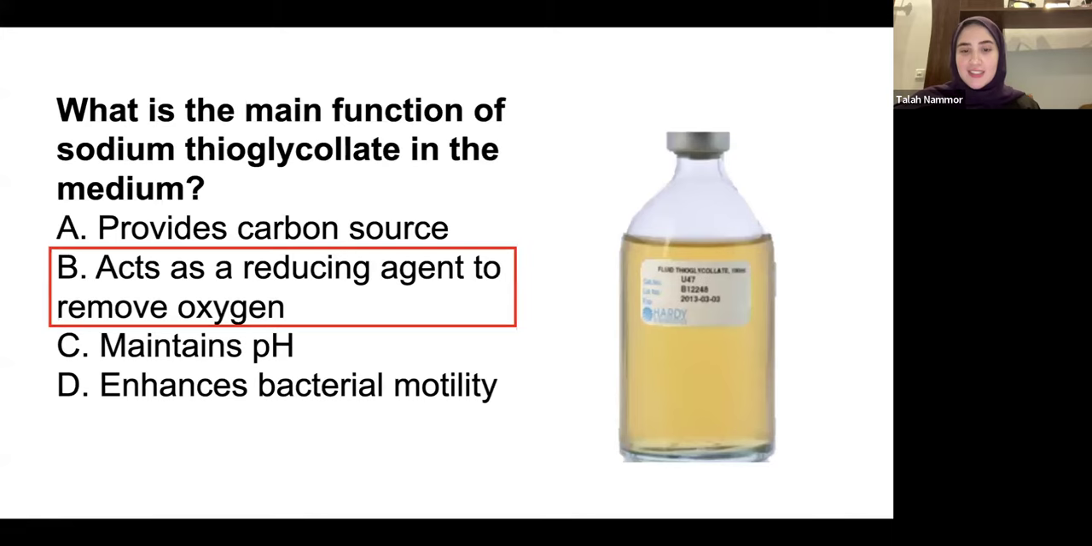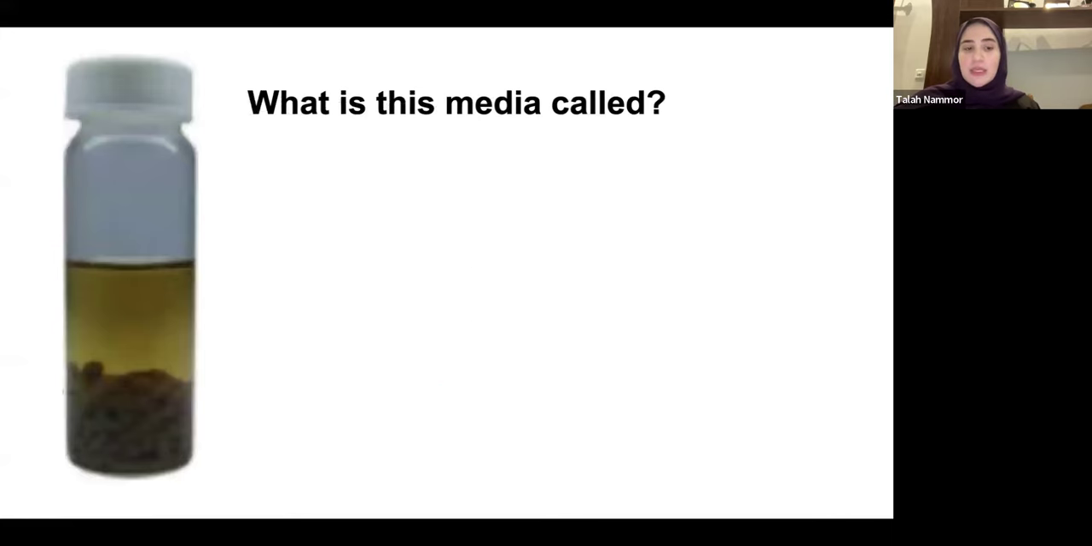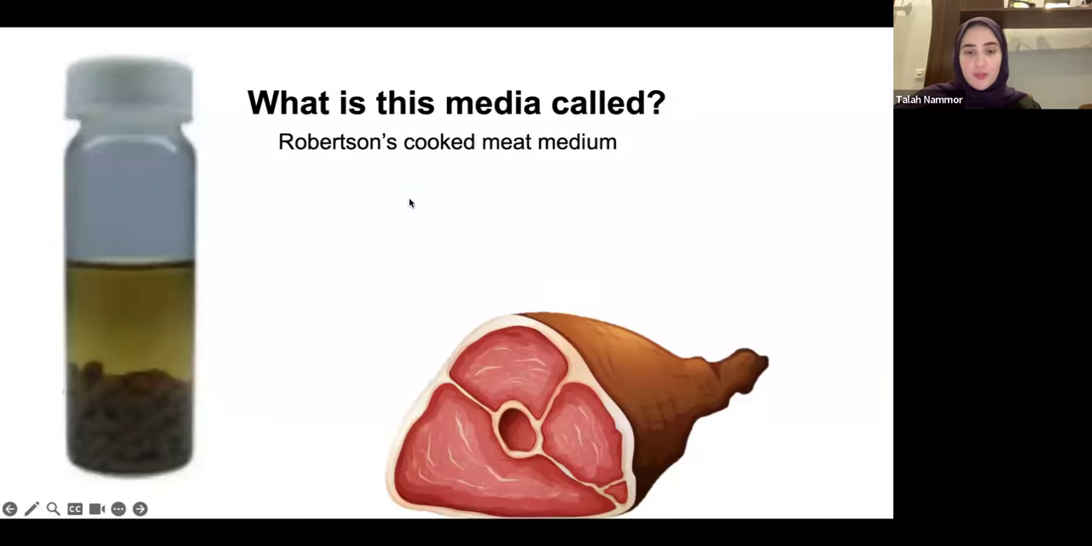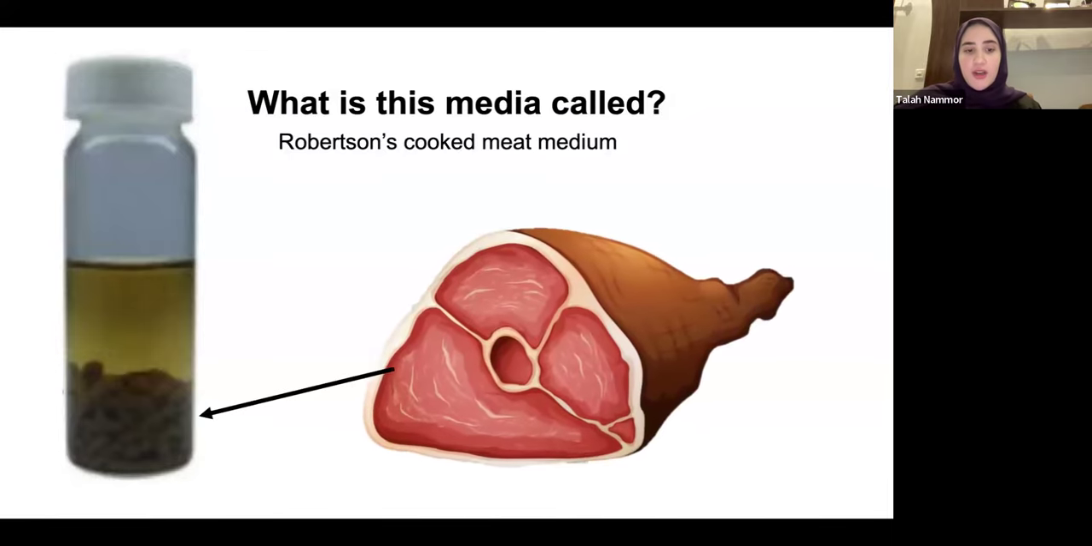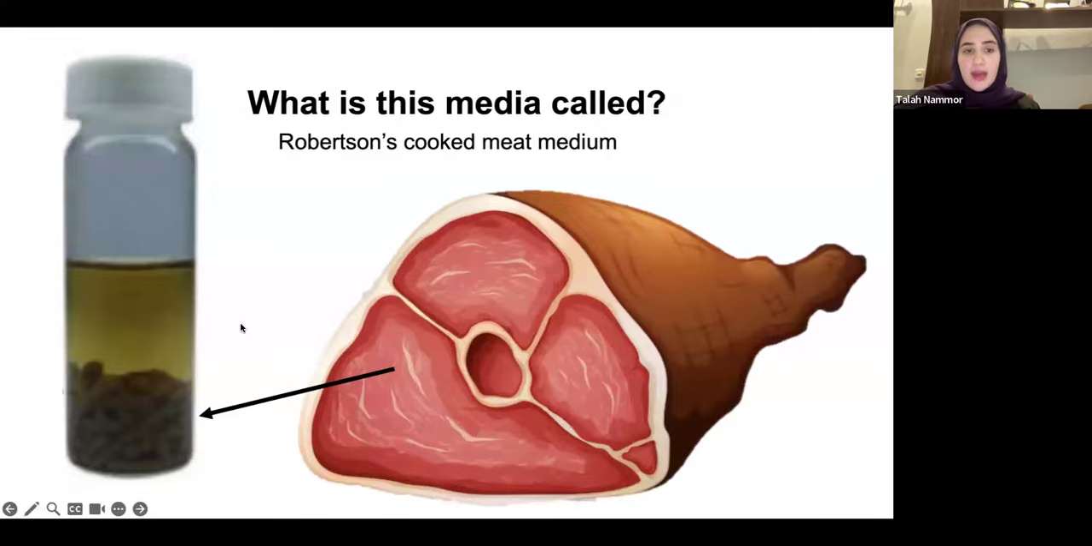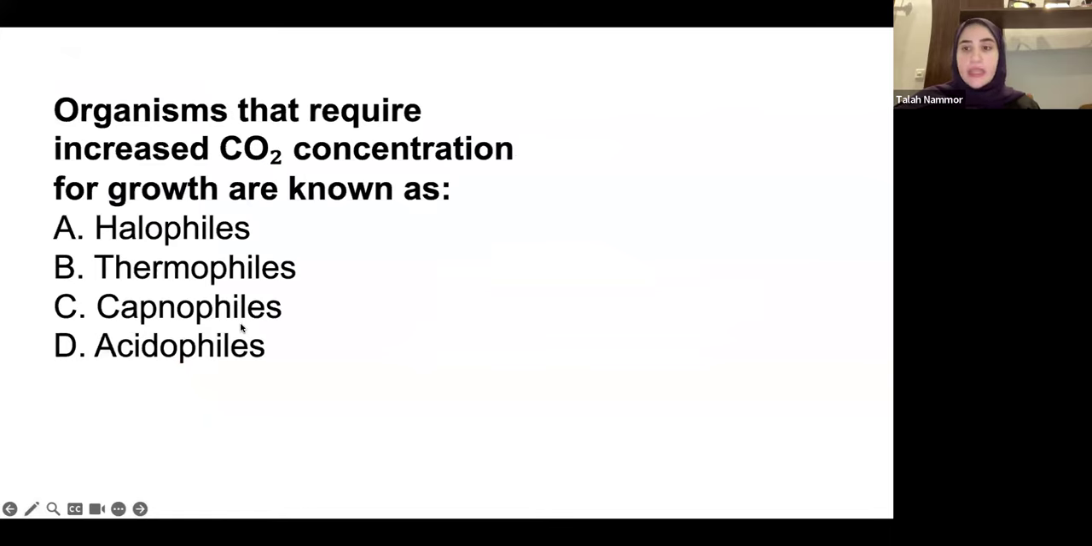No, thioglycolate is this one. Something meat. So it's basically Robertson's cooked meat medium, the most random thing ever. So it has meat and yeah. Honestly, just know its name, know how it looks. Maybe they can do a sneaky move and show you that and be like, come on, identify.